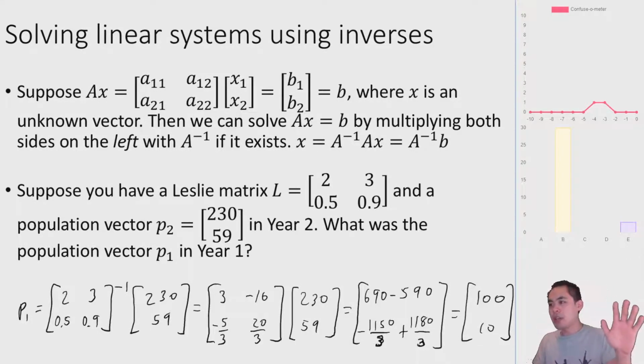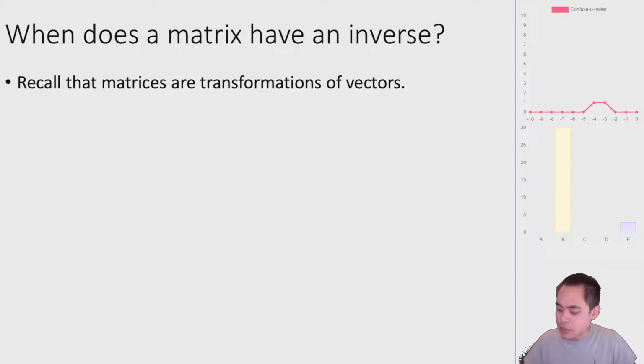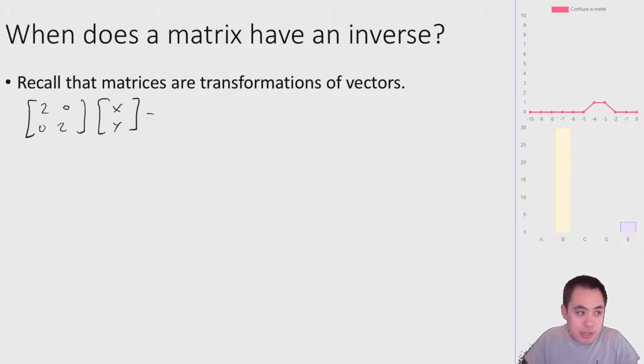Okay, having gone through all these algorithmics, which we'll be covering again in tutorial, let's take a step back and think about what it means intuitively to have a matrix inverse. You should recall that matrices are transformations of vectors. For example, I had the super simple example 2, 0, 0, 2, where multiplying by x, y gives 2x and 2y.